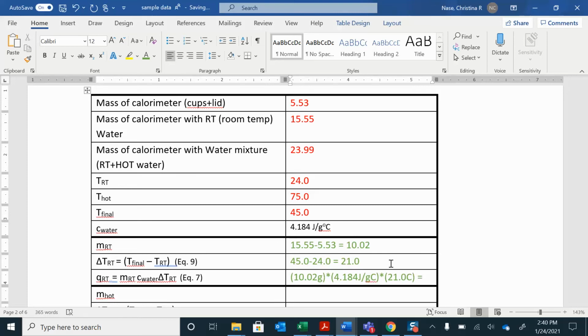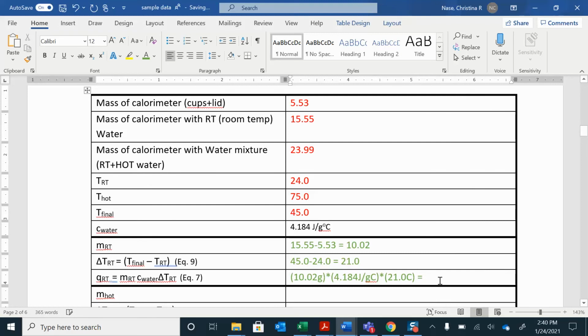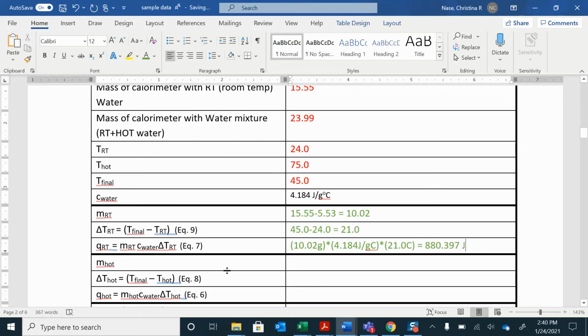So when I work all that out, I get, need more room. I got 880.397. Oops, and my units here, my Celsius cancels, my grams cancel, and I end up with joules. All right, so this one's just Q equals MC delta T. Just make sure you calculated your delta T correctly and your mass, and you're good to go.